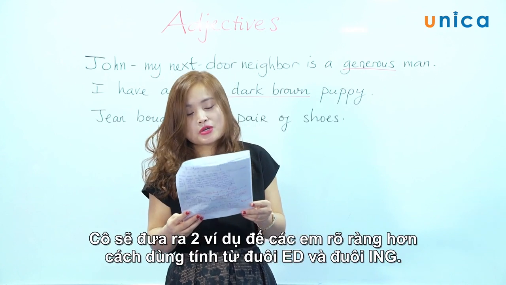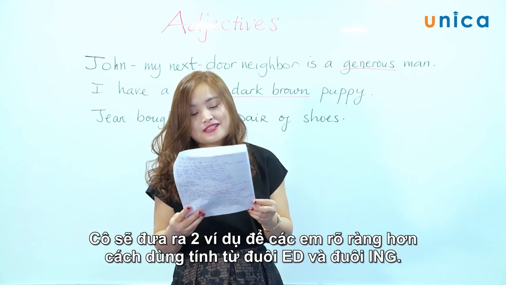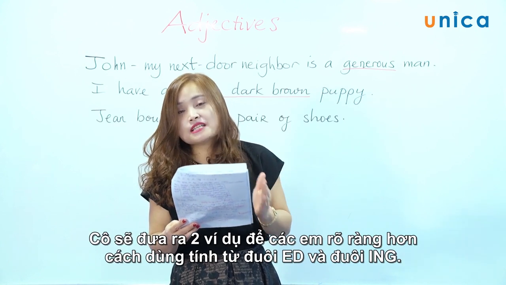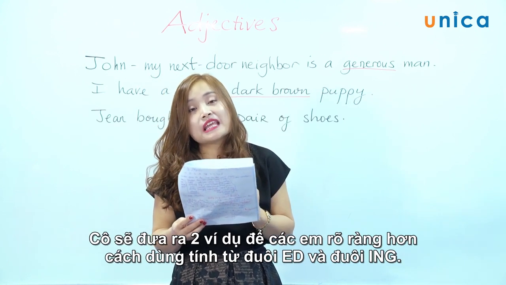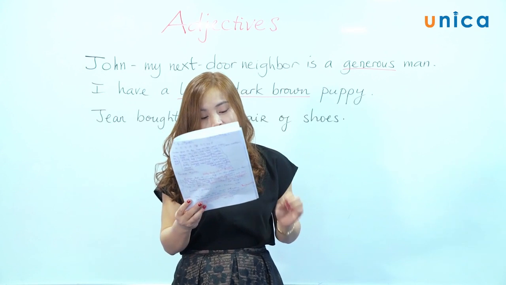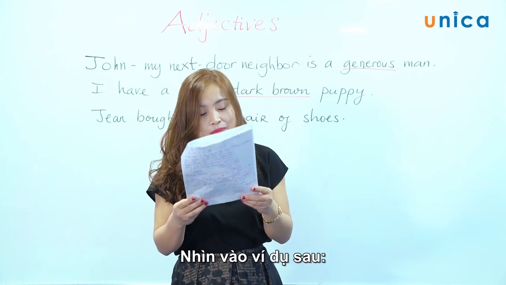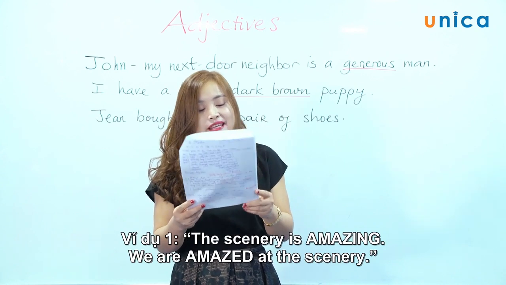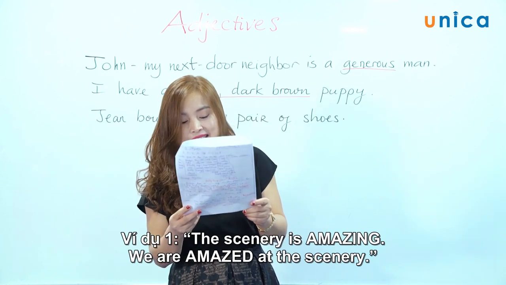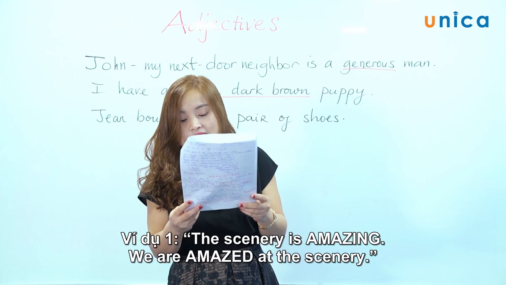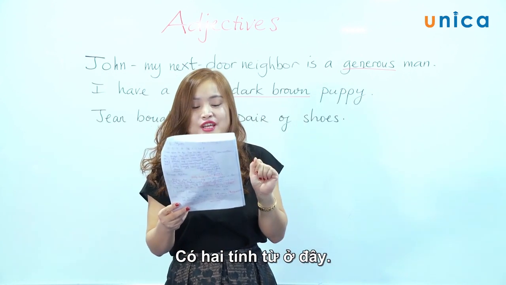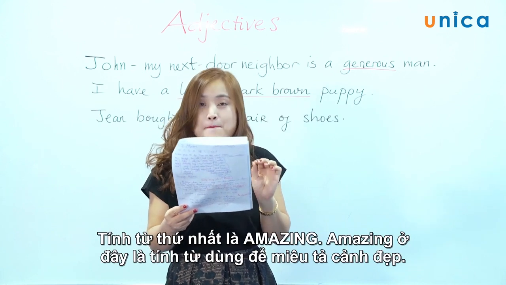Okay, so let me show you two examples to see how we use adjectives with ed and adjectives with ing. Okay, let's have a look at these examples. Example number 1. The scenery is amazing. We are amazed at the scenery. So you will see there are two adjectives here. The first one is amazing.